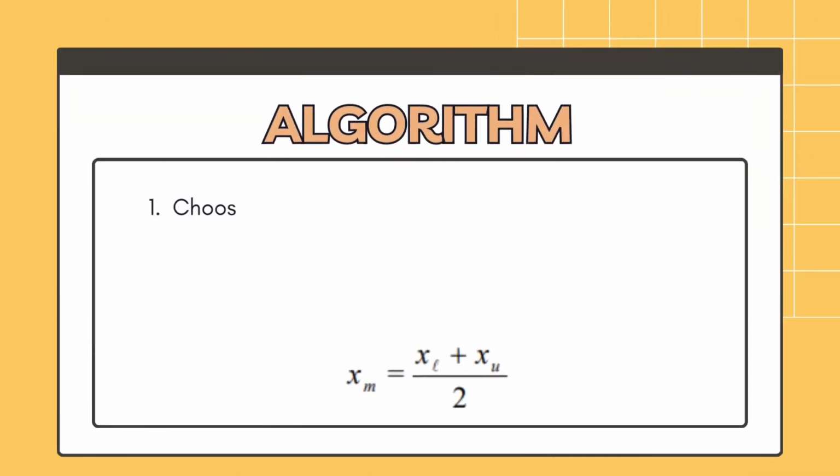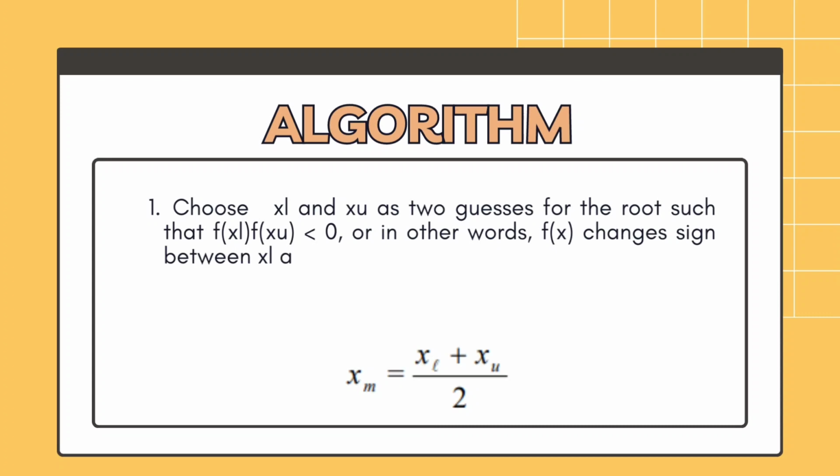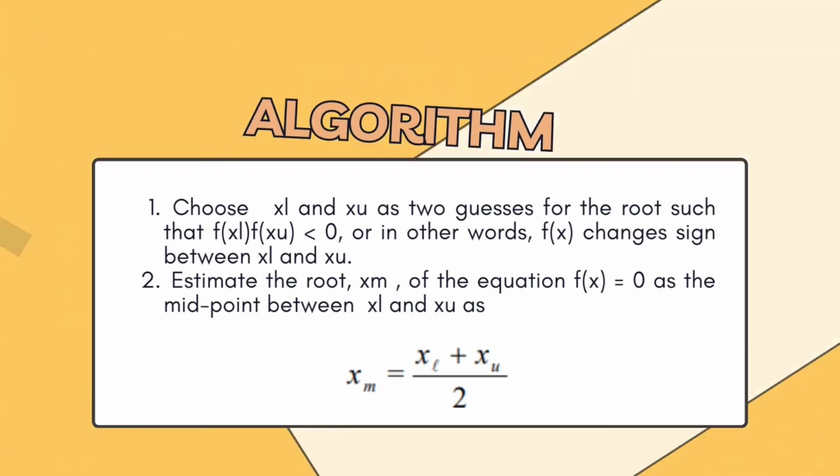Now, let's proceed to the algorithm of bisection method. Step 1. Choose XL and XU as two guesses for the root such that the product of the function of XL and XU is less than 0, or in other words, the function of x changes sign between XL and XU. Step 2. Estimate the root, or XM, of the equation function of x equals 0 as the midpoint between XL and XU, as XM is equal to the sum of XL and XU divided by 2, or the average of XL and XU.